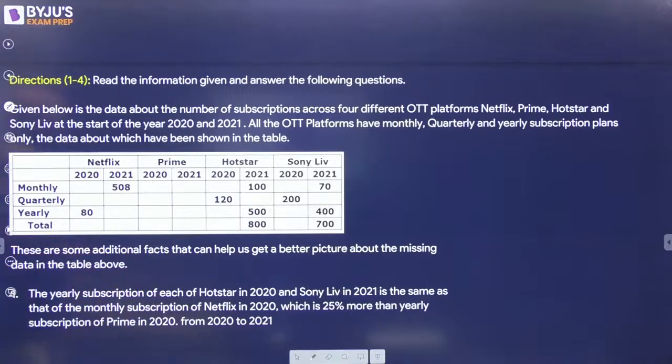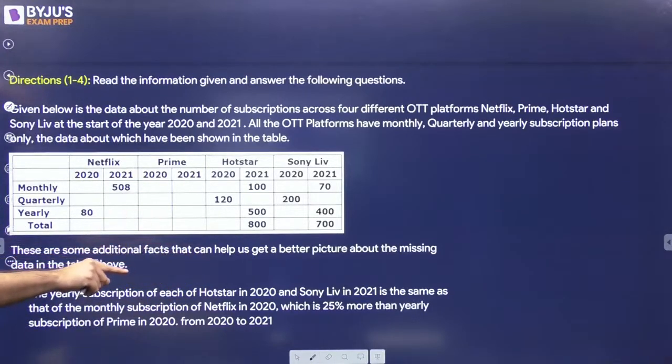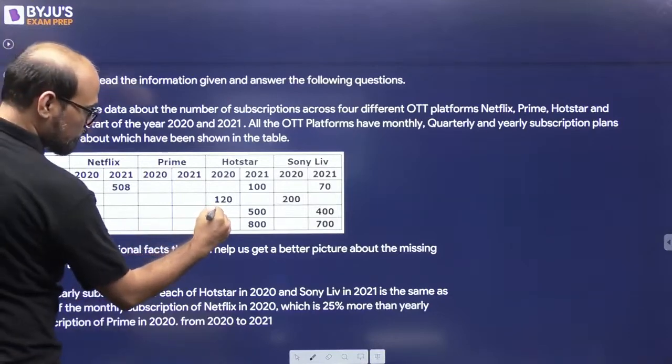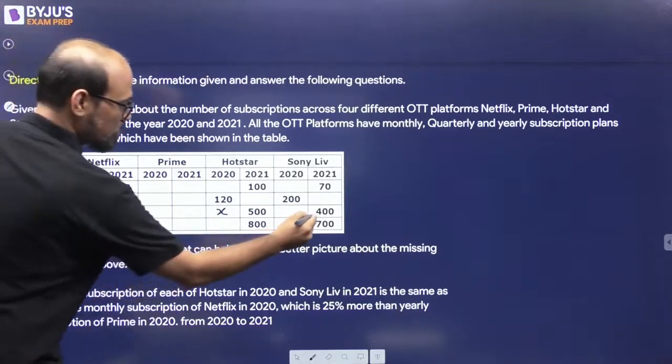from 2020 to 2021. So let's fill in whatever we can. The yearly subscription of each of Hotstar in 2020. So we are talking about this particular place. Let's call this as X, right? And Sony Live in 2021. The yearly subscription. So this is 400.